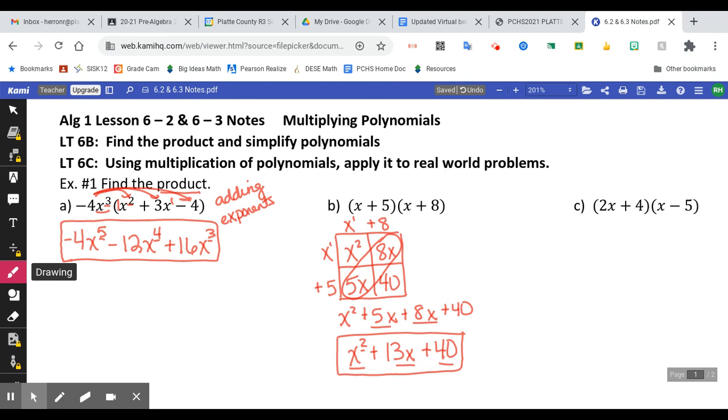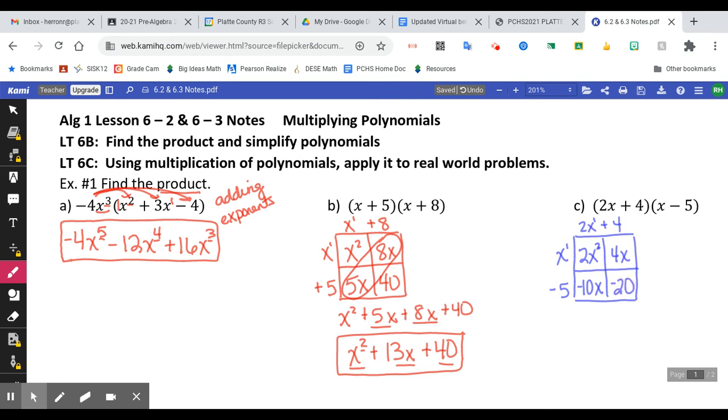So I've got, again, a binomial times a binomial, 2 by 2. So I'm going to make a 2 by 2 box. Again, it doesn't matter which ones go on the outside. So I can have 2x plus 4 and x minus 5 here. And then we're going to multiply. So 2 times 1 is 2. x times x is x squared, because I'm adding a 1 and a 1. 4 times x is 4x. 2x times negative 5 is negative 10x. And then negative 5 times 4 is negative 20.